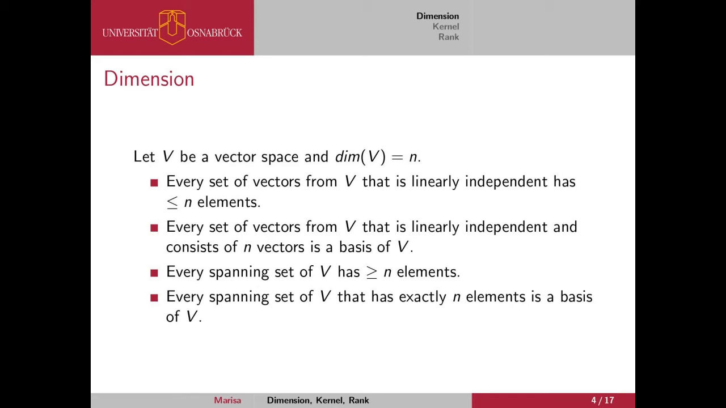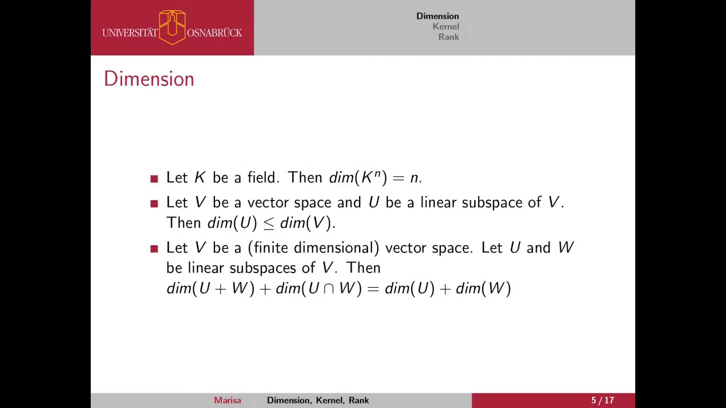The last statement is that every spanning set of V that has exactly n elements is a basis of V. This becomes clear with the other statements together. A set that spans the vector space V has to have at least n elements. Otherwise, it couldn't be possible that it spans an n-dimensional space. If the spanning set has exactly n elements, this means that they are all linearly independent and that they are therefore a basis of V.